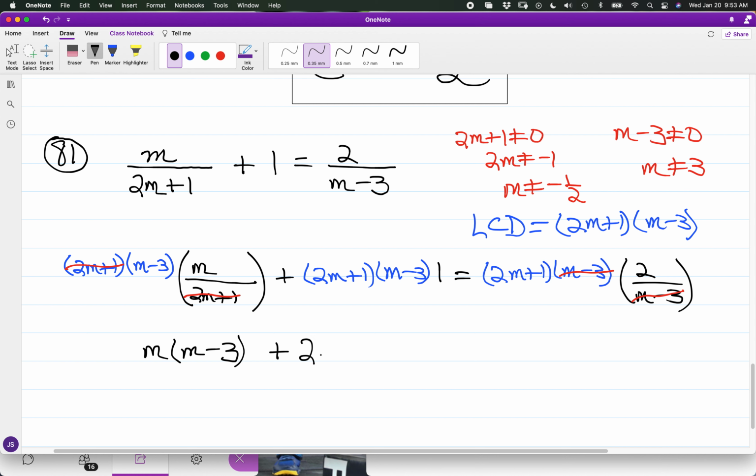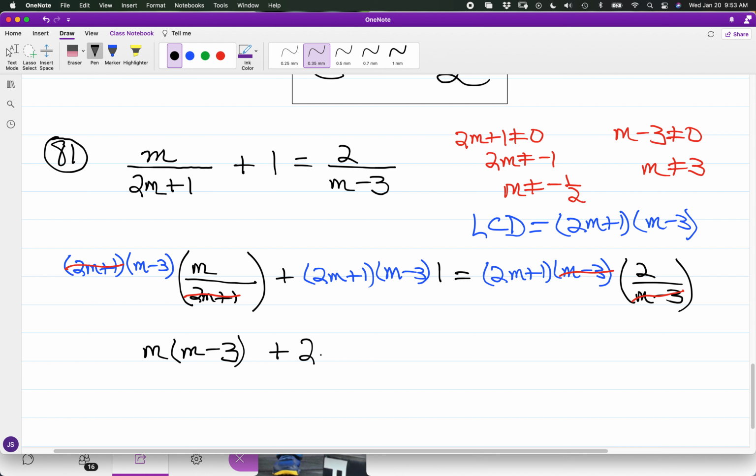And for what we have to the right, we have 2 and the quantity of 2m plus 1. And carrying out, we have m over m minus 3, so we have m squared minus 3m. We have plus 2m squared, and negative 6m plus m, so we have minus 5m. We have minus 3, and with distributing on the right hand side, 2 times the quantity of 2m plus 1 is going to be 4m plus 2.